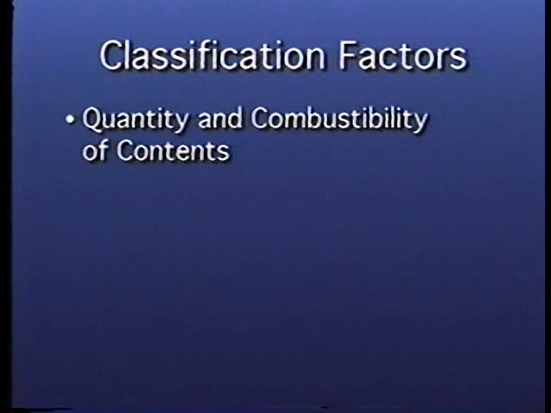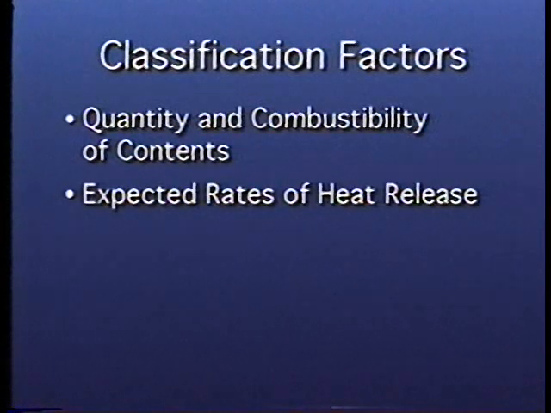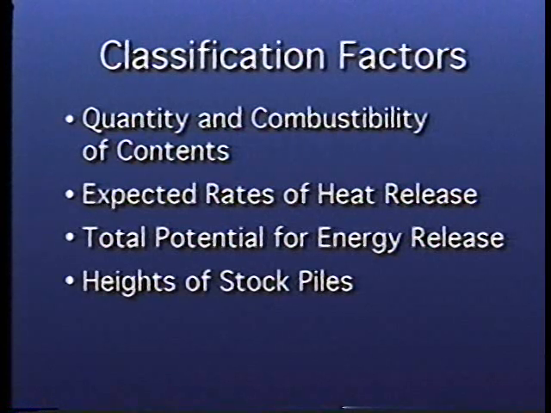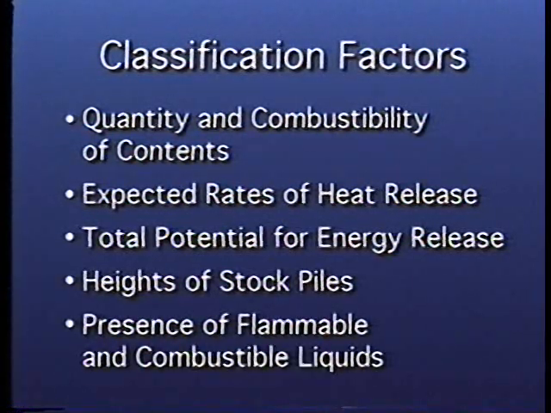The fire hazard of any building or facility is determined by the type of combustibles that are present, as well as how many combustibles there are and where they're located. According to NFPA 13, the standard for the installation of sprinkler systems, occupancies or portions of occupancies are classified according to the following factors: quantity and combustibility of contents, expected rates of heat release, total potential for energy release, heights of stockpiles, and presence of flammable and combustible liquids. These classifications are used to design the sprinkler system installation and its water supply.